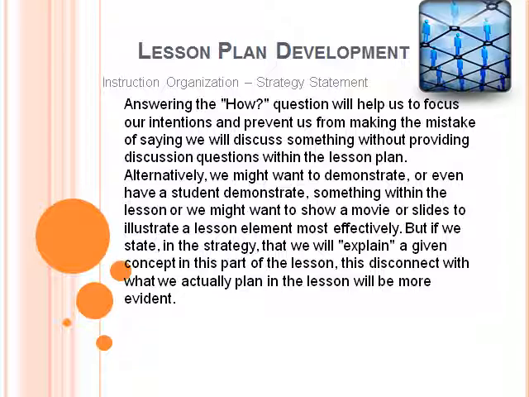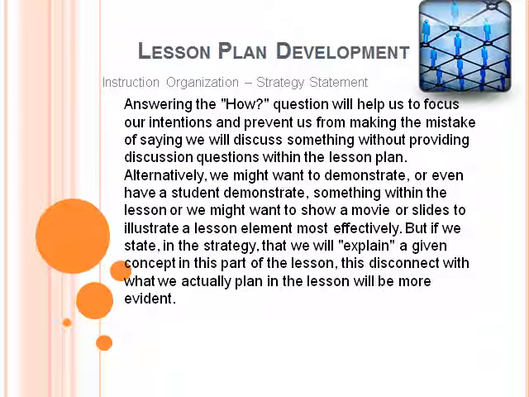Answering the how question will help us to focus our intentions and prevent us from making the mistake of saying we will discuss something without providing discussion questions within the lesson plan. Alternatively, we might want to demonstrate or even have a student demonstrate something within the lesson, or we might want to show a movie or slides to illustrate a lesson element most effectively.